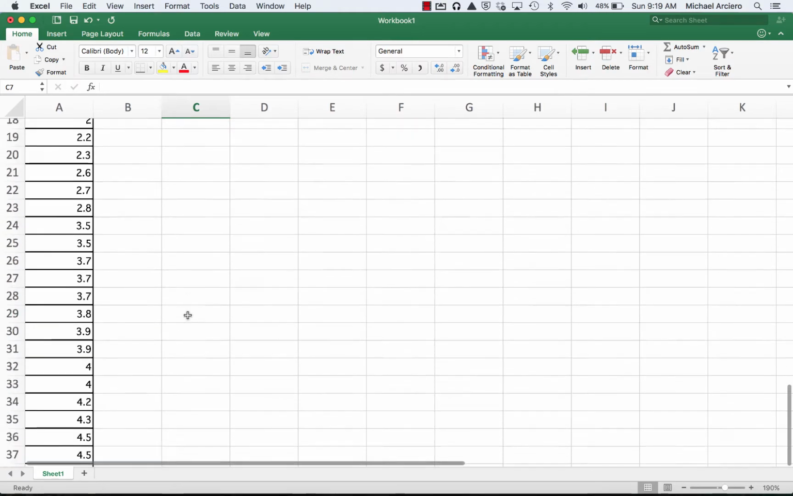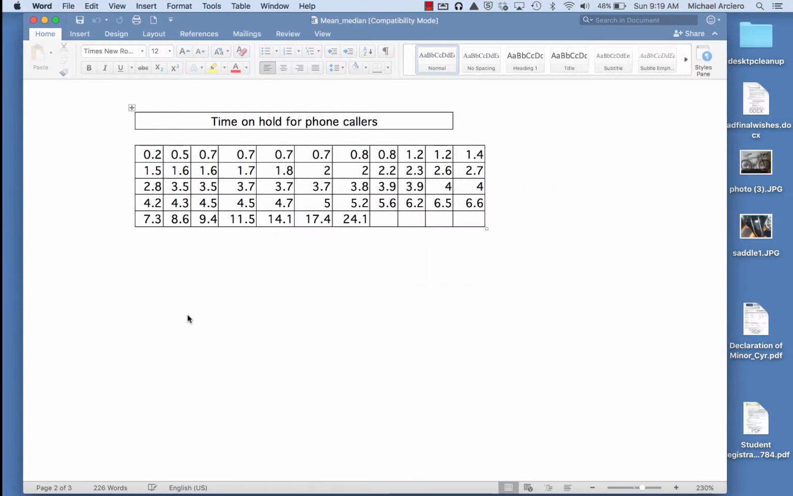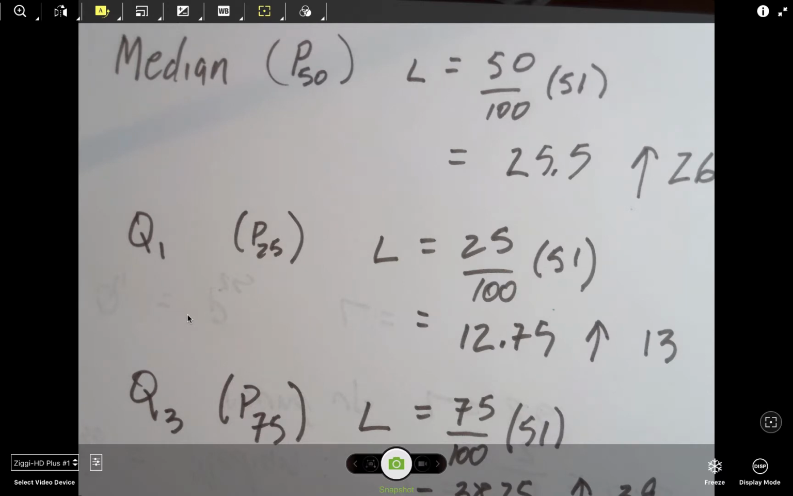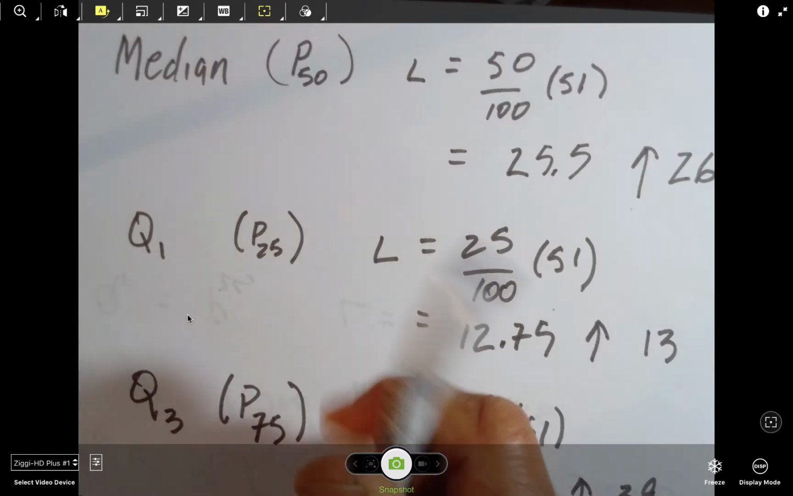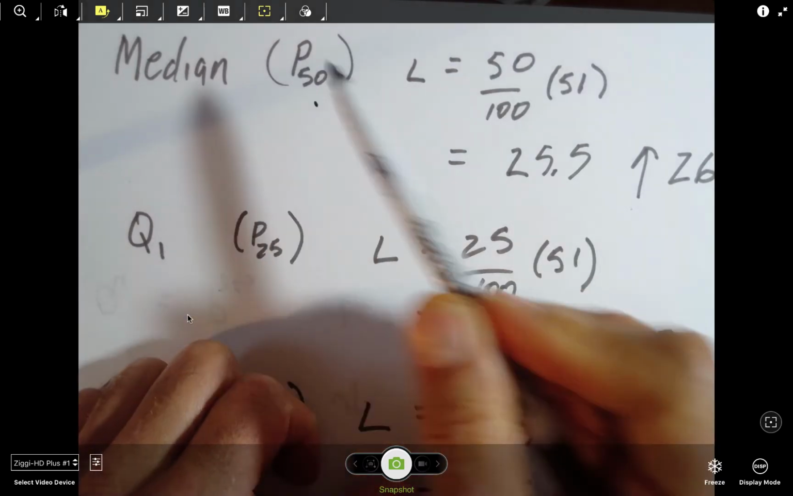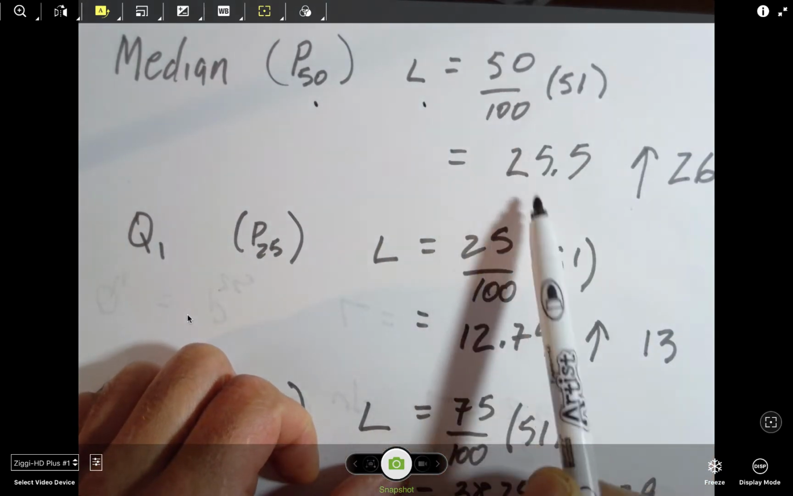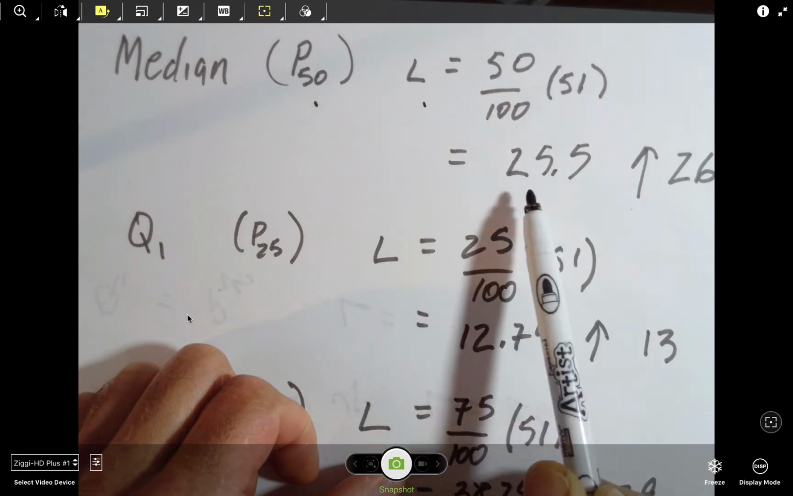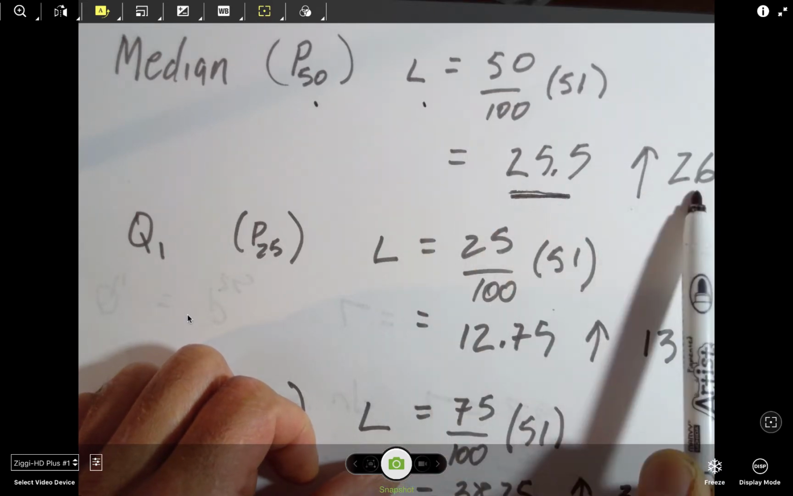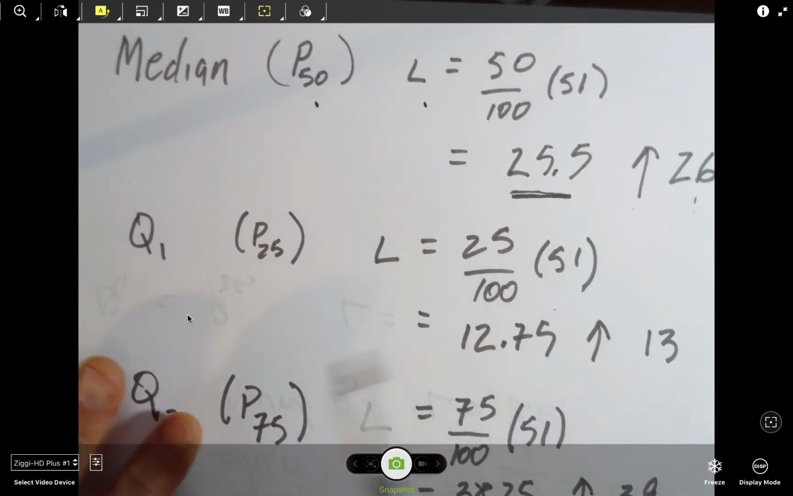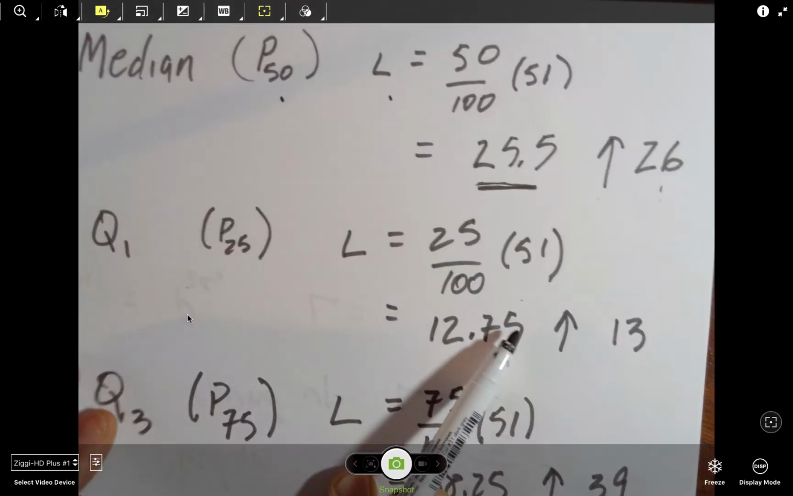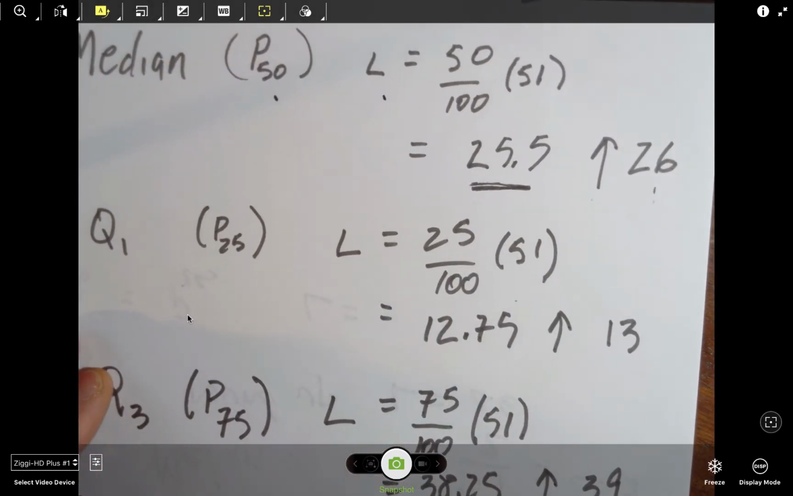So we need to figure out the quartiles, and here's how it's going to look. So the median is the 50th percentile. Using our formula, here's how the numbers work out. So we want the 50th percentile. It's not a whole number, so we round up to 26. So the 26th data value will be the median.